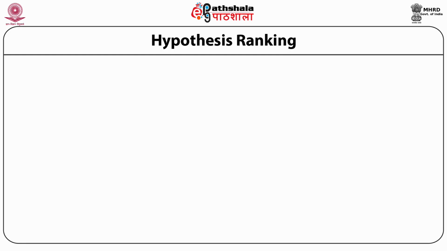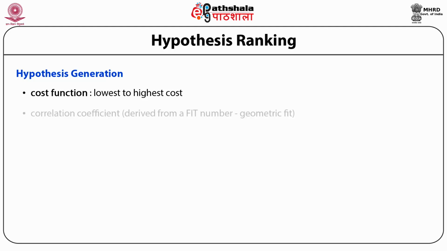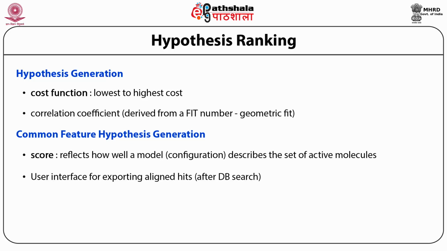It's important to know the hypotheses and how they are ranked, because we generate many hypotheses. And there is a calculation called the cost function. One should look at those cost functions. Also, one should look at the correlation coefficient, which is a geometric fit with the structures. However, the simple score is how well the model describes the set of active molecules, and it is generally taken as a score with a mathematical overlap, which is shown in this formula.